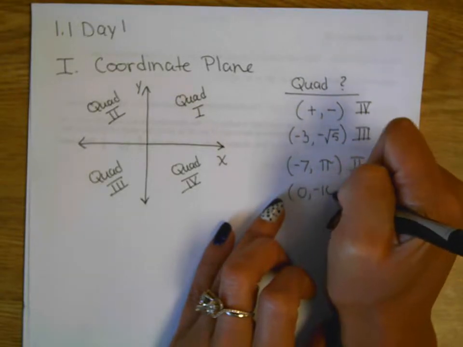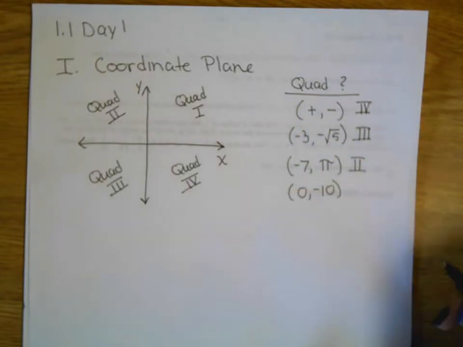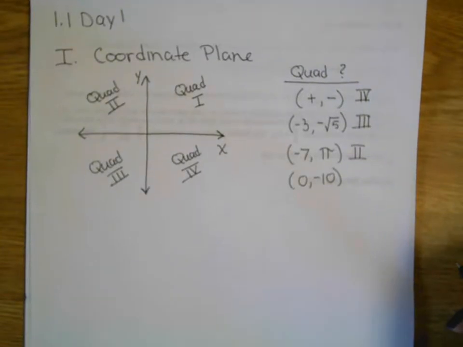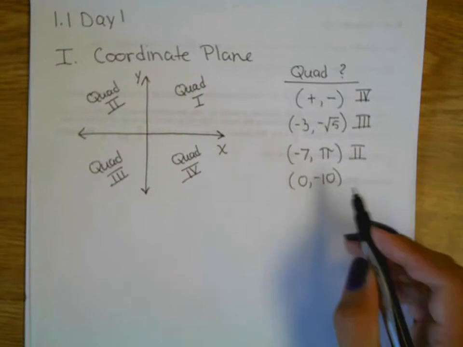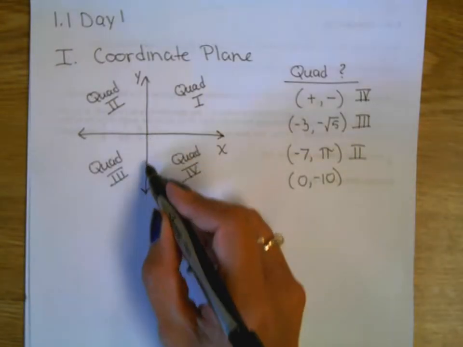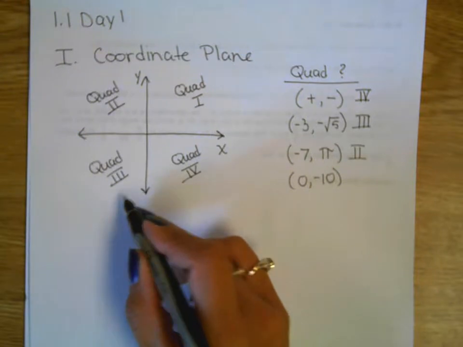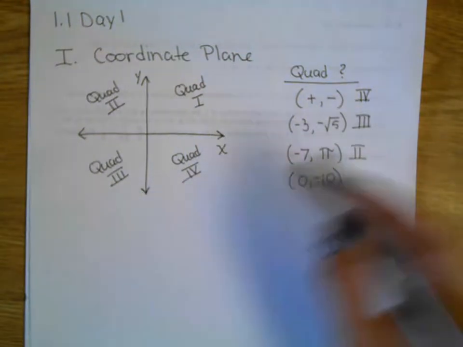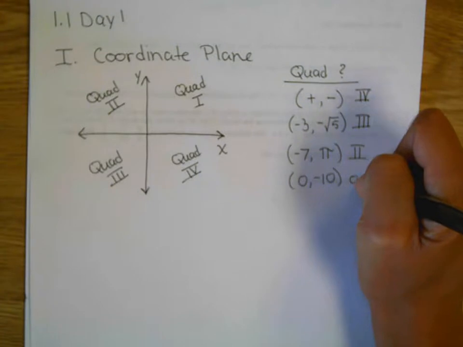0, -10. Ooh, good one. Where am I? I'm not in a quadrant. So 0, don't go left, don't go right. -10 is down 10. We are on the y-axis. We're not in 3 or 4. So, trick question.